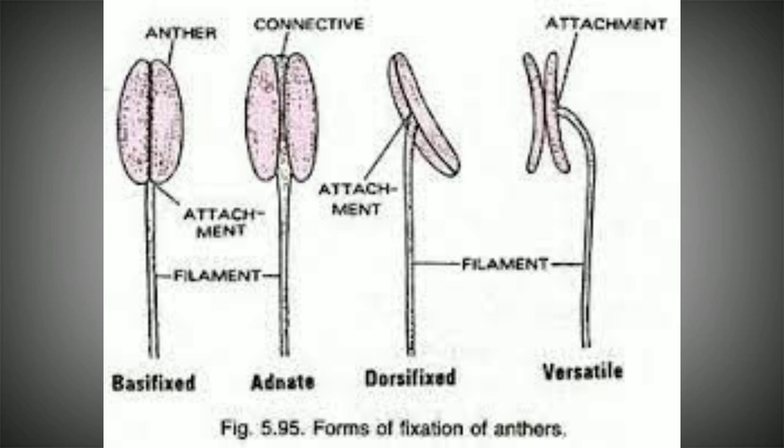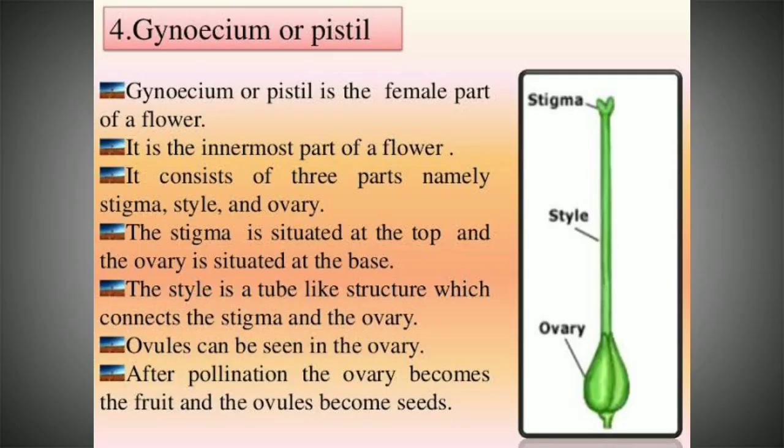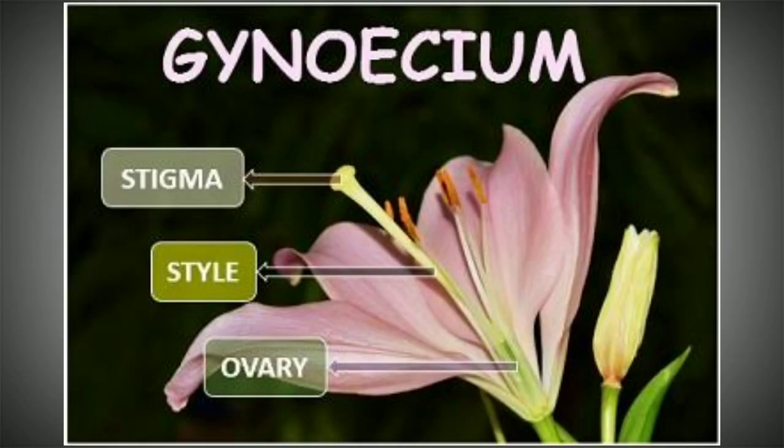Now let's come to the next essential part of the flower, which is the gynoecium. This gynoecium is the female reproductive part of a flower, and it is regarded as the innermost whorl or the fourth whorl of a flower. The individual unit of the gynoecium is called a pistil or carpel, and each carpel possesses three parts, that is the stigma, style and the ovary.